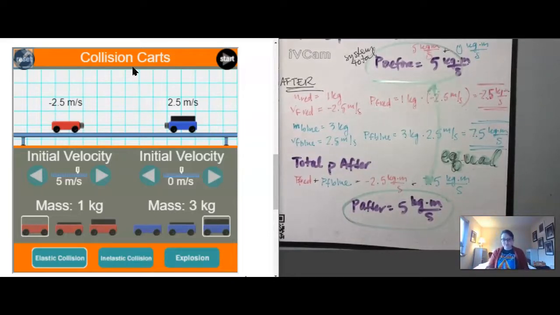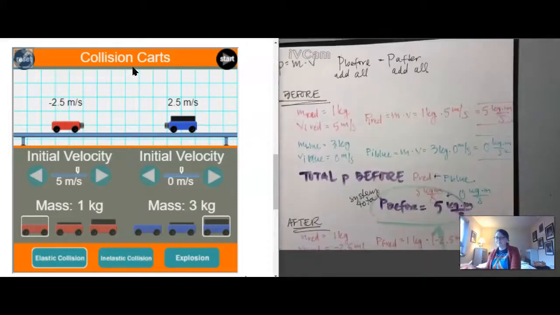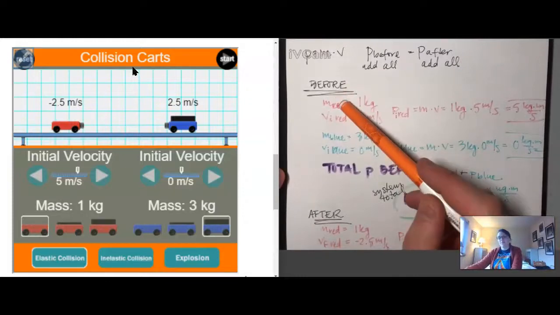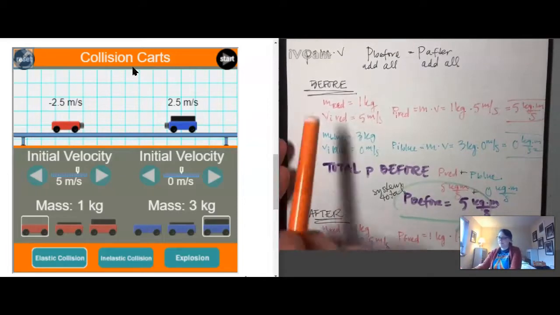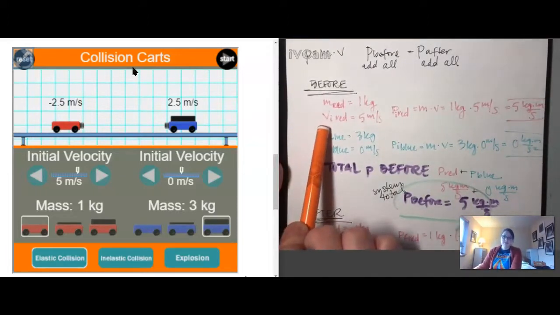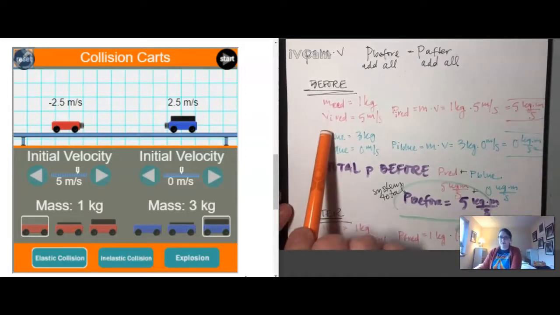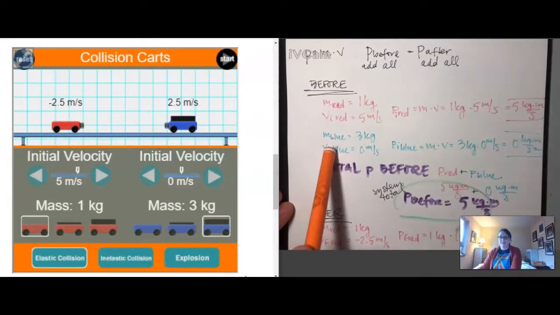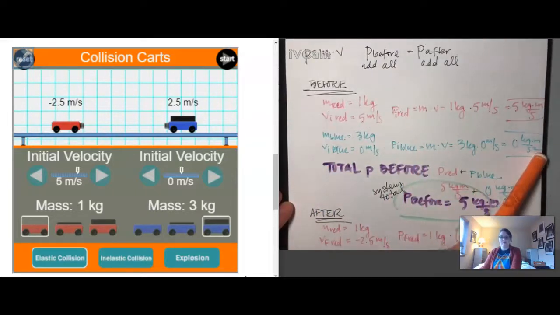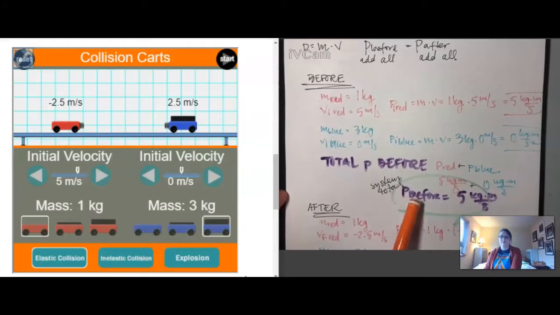I'm going to highlight the steps I went through to solve this problem. In summary, first I analyzed the momentum before the collision separately from the momentum after the collision. I looked at each object separately. First I found the momentum of the red car by taking its mass and its velocity before the collision, multiplying them to find its momentum. I did the same thing for the blue car. I took the blue car's mass and velocity before the collision, multiplied them, and found the blue car's momentum. Then I added them together to find the system total momentum before the collision.